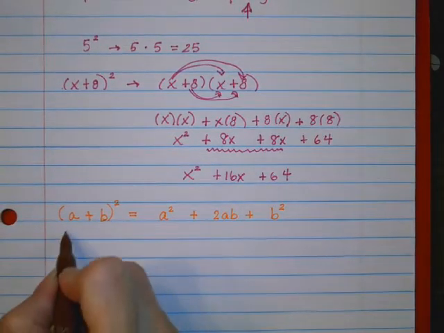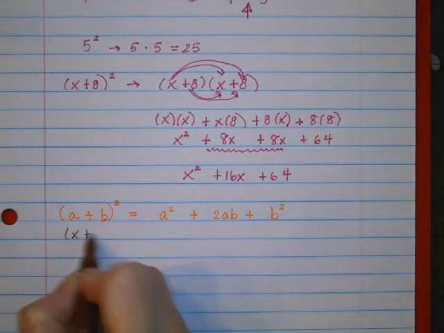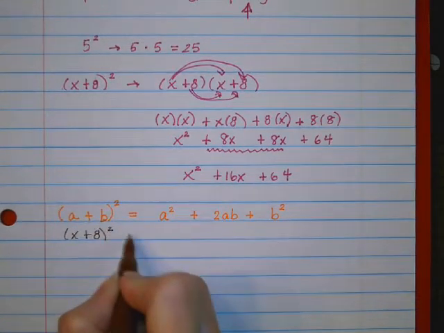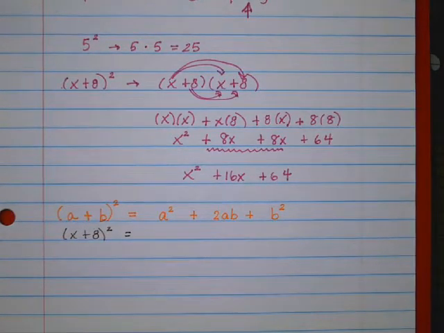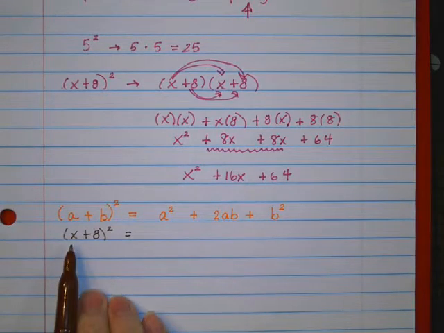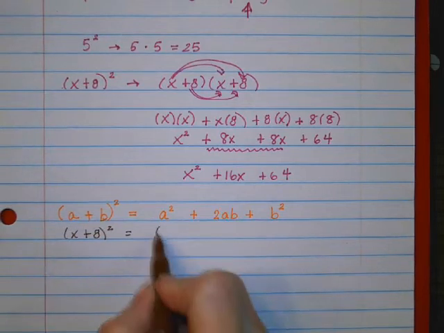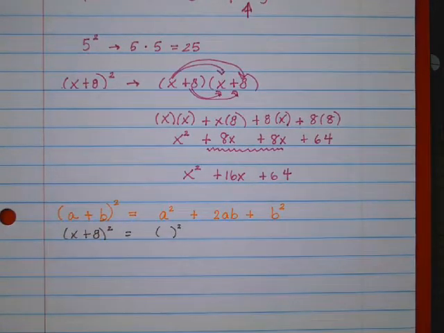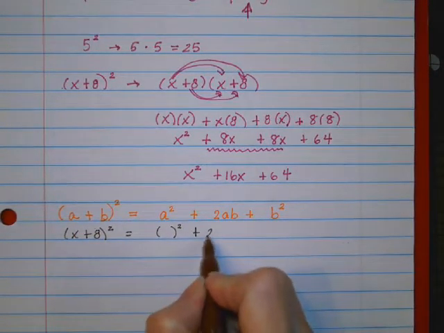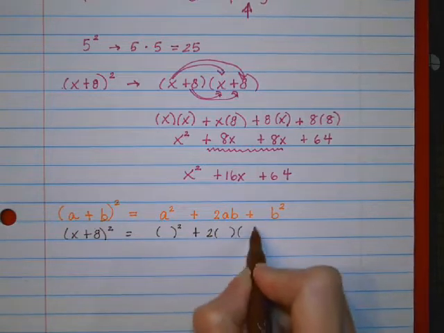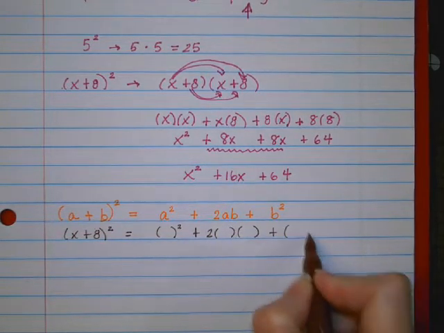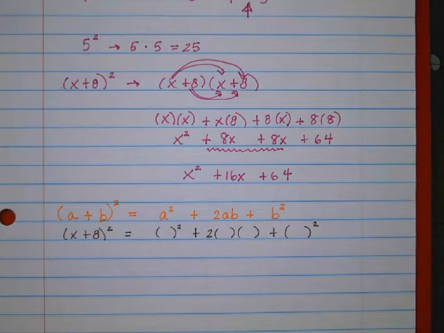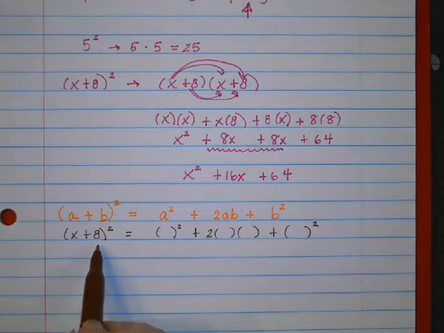So I'm going to go ahead and put the x plus 8 right back underneath here, squared. And we're going to follow that same rule. So we're going to take our first value, which is x instead of a. So our a value is represented by x. So I'll take that value and square it, plus 2 times the a value times the b value, plus the b value squared.